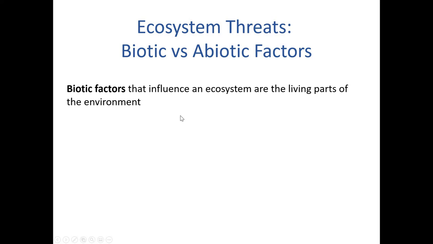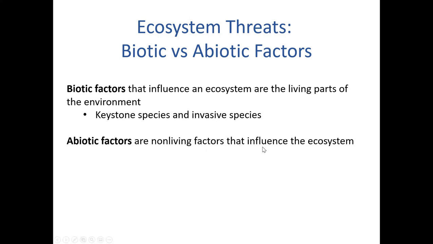So there are multiple threats to ecosystems that are not just within these biotic factors. All of these things with species that we talked about are biotic factors that influence an ecosystem. These are the living parts of the environment. So again, keystone species and invasive species are both examples of biotic factors that can threaten the balance of an ecosystem. But there are also abiotic factors, which are non-living factors that can influence the ecosystem. These include things like temperature, precipitation, and fire, just for a few examples.